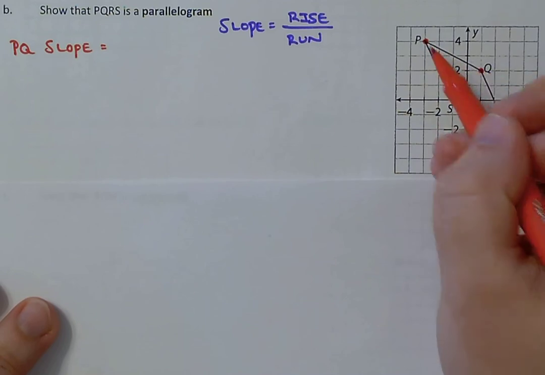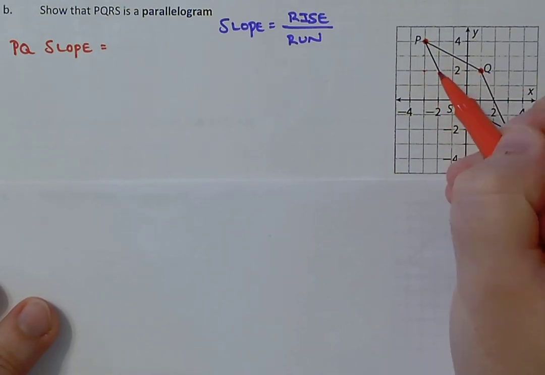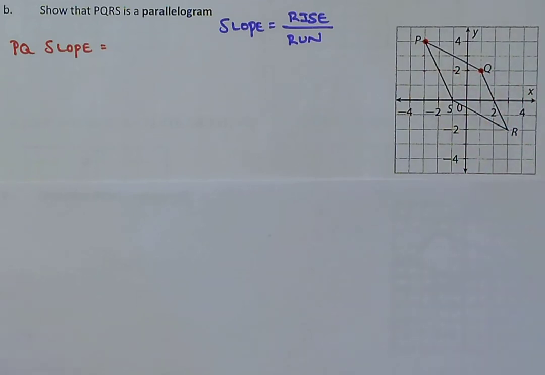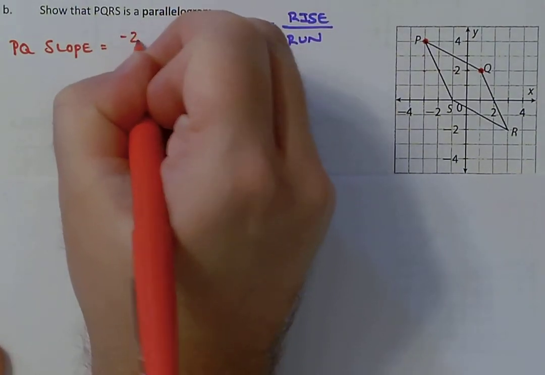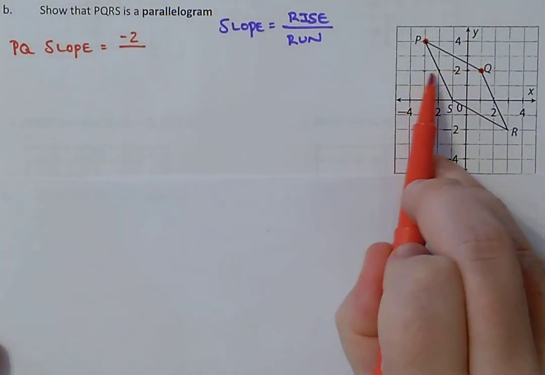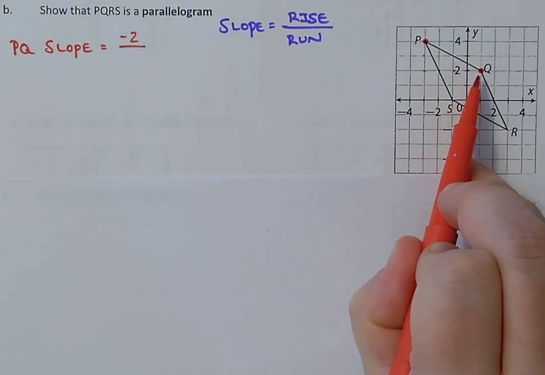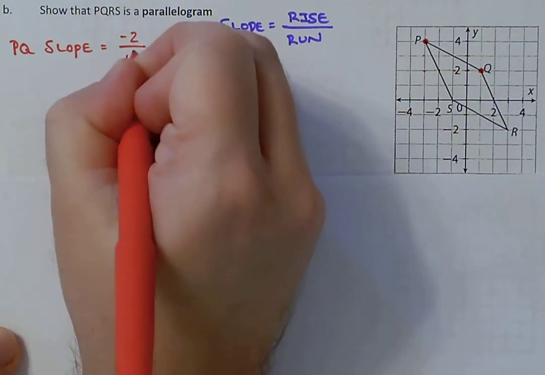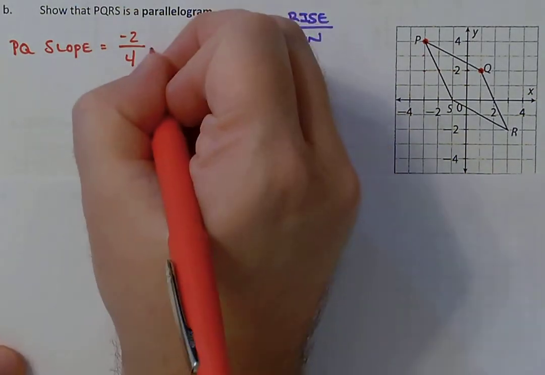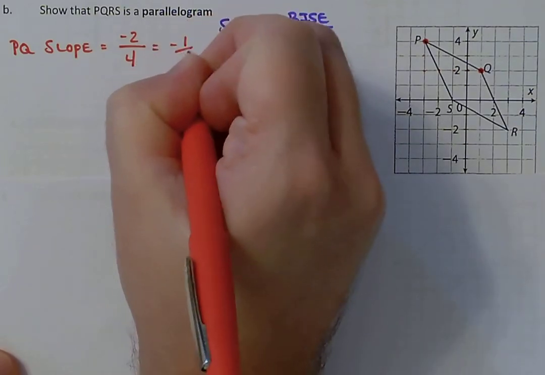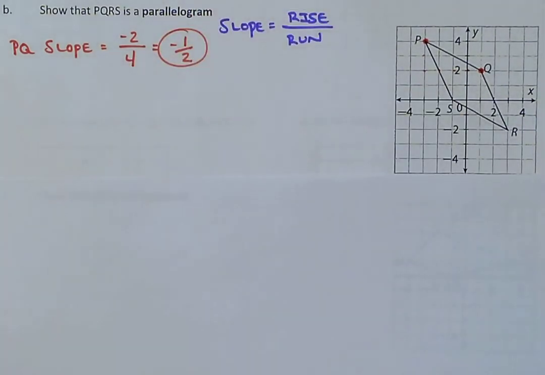So to get from P to Q, we're going to go down 1, 2, and then to the right 1, 2, 3, 4. So we went down 2, so our rise is going to be negative 2, and then we went to the right 4, so we ran positive 4. So our slope of PQ is negative 2 over 4. Negative 2/4 is going to simplify to negative 1/2. So the slope of PQ is negative 1/2.